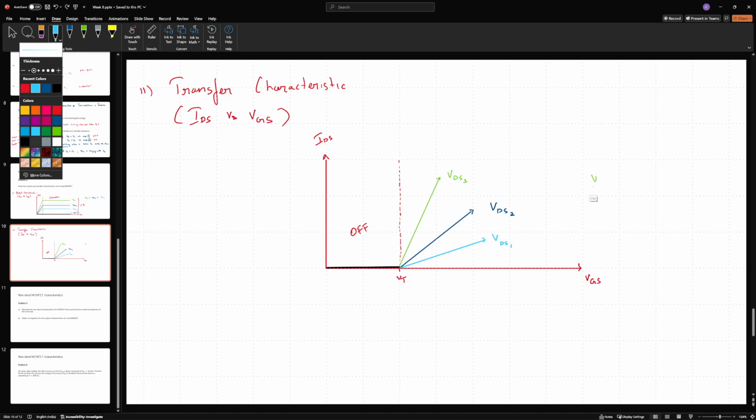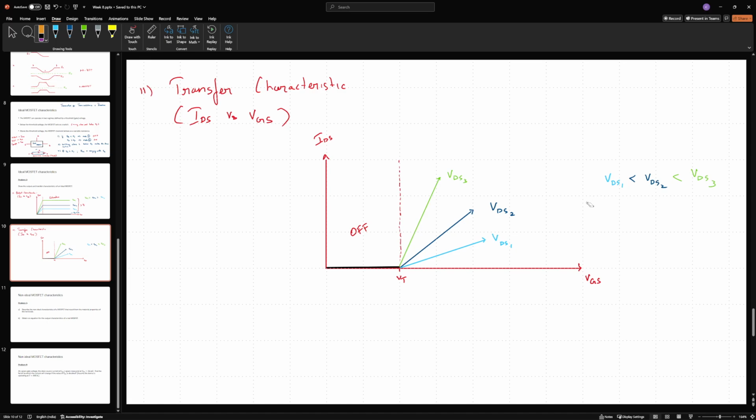I can say VDS1 is less than VDS2, which further is less than VDS3. So again, this is just from most common sense reasoning.